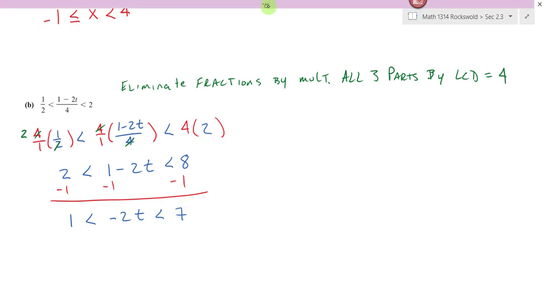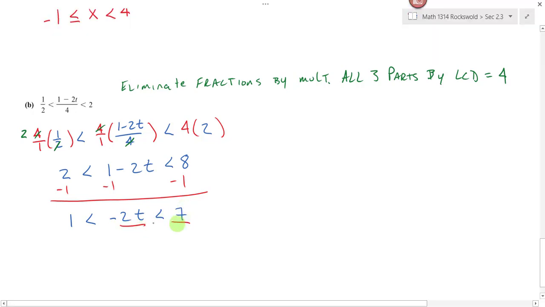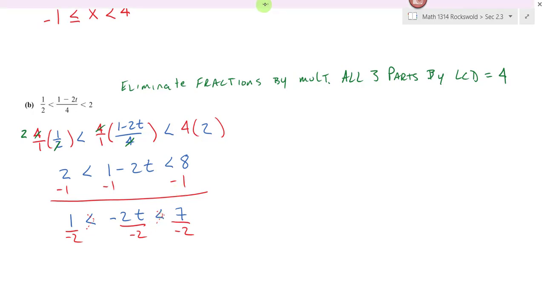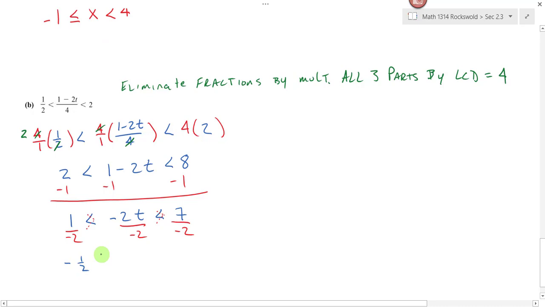How do I get the t by itself? Divide by what? And what you do to one part, you got to do to all three parts. But now I've divided by a negative, so what else do I have to do? You have to flip your inequalities. So these become greater thans. Now I end up with negative 1/2 is greater than t is greater than negative 7/2.